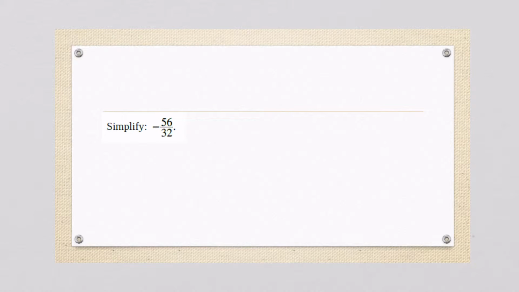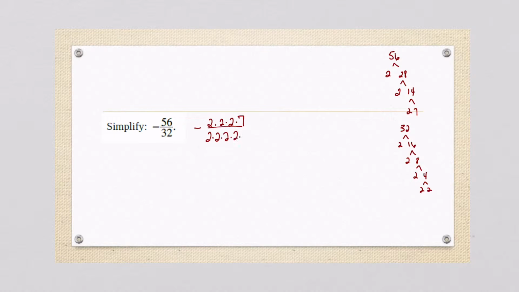Okay, so for this problem right here, we can really start out doing the same thing that we did before. The long way, I feel like, is creating your prime factorization like this. So the numerator becomes 2 times 2 times 2 times 7. The denominator becomes, so there's 5 of those 2's. 2 times 2 times 2 times 2 times 2.